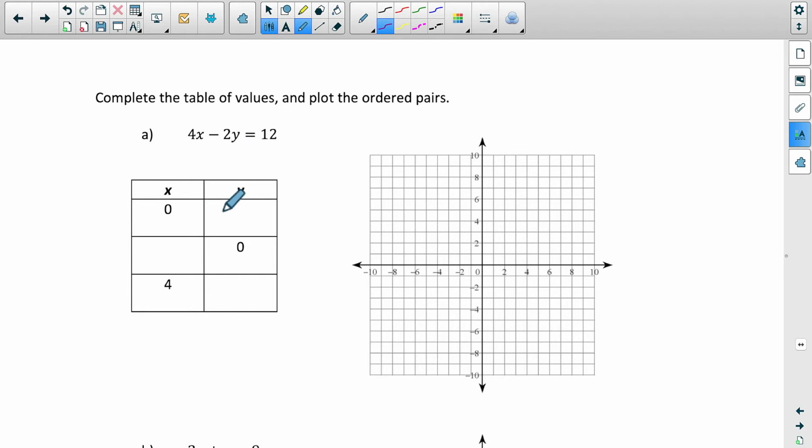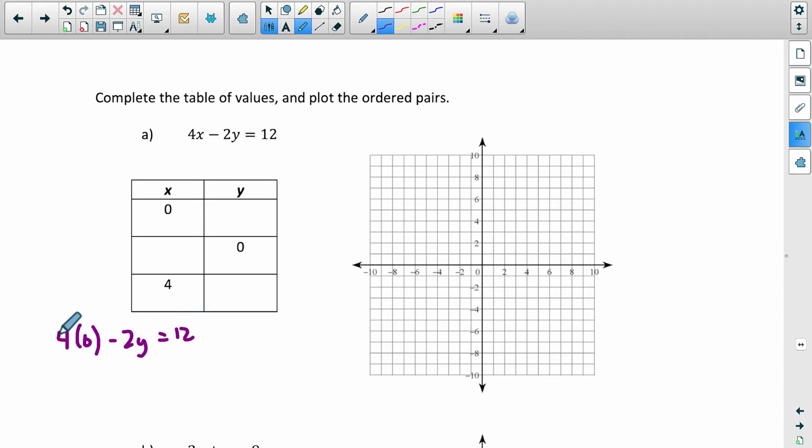All right, so you're going to find some points that work, basically some ordered pairs. Using zeros is often a good idea, because when you multiply things by zero, they just kind of cancel out, right? It's kind of like what we just did. I'm going to plug 0 into this x here. So I'll write it down here. I get 4 times 0, and then minus 2y. I don't know what y is, so I just have to write it, equals 12.